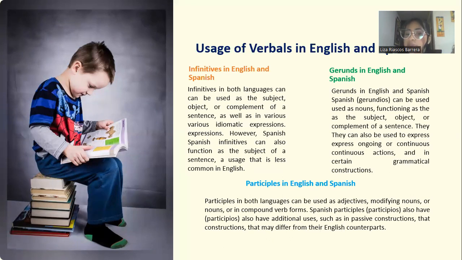About the participles in English and Spanish. Both languages can use them as adjectives modifying nouns or in common verb forms. Spanish participios also have additional uses, such as in passive constructions that may differ from their English counterparts.